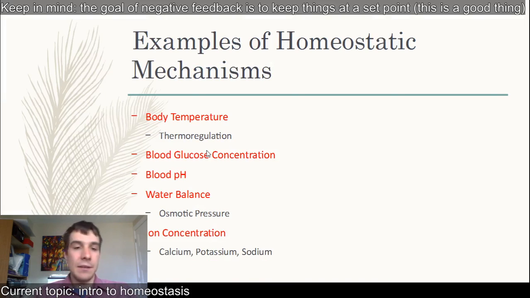So here's some examples of different homeostatic mechanisms that we are going to talk about. The one that we're going to cover today is body temperature, but we're also going to talk about blood glucose, done by the pancreas, pH, which is done by the kidneys, water balance, which is also done by the kidneys, and ion concentration, which is also done by the kidneys. So a lot of this is kidneys. Kidneys are our big organ. This unit we're going to talk about the function of the kidney, the structure of the kidney, what it looks like in there. How do the kidneys actually filter our blood?